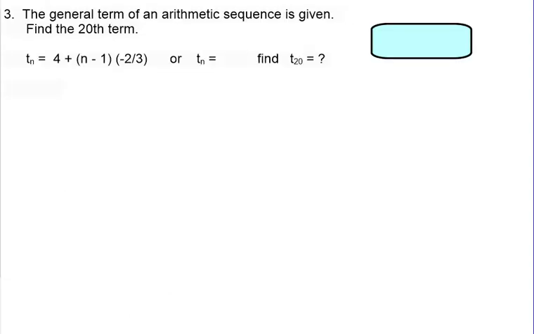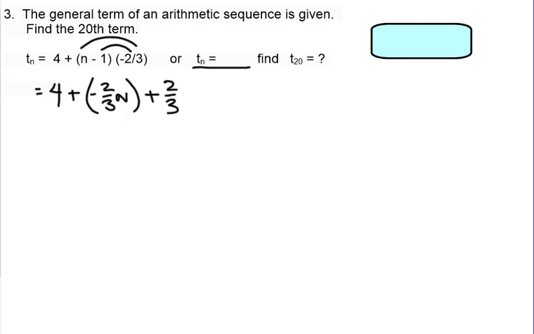The general term of an arithmetic sequence is given. Find the 20th term. Again, a couple ways to go about this, like there usually is in math. You could either plug your n term in there and solve and simplify. But in this case, it's also asking us to look for our general term, which means we need to simplify. So 4 plus, we're going to distribute, -2/3 n plus 2/3. So 4 plus 2/3, again, different ways to look at fractions.